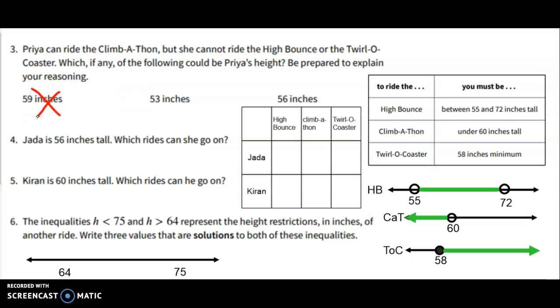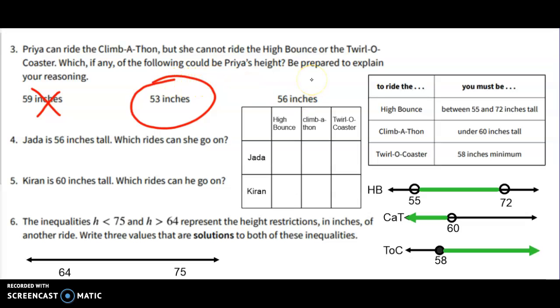The 53 inches, could she be 53 inches? Well, she can ride the Climathon, and that is below 60. Yep, that could be her. And then she couldn't ride the high bounce. That's true. And the twirler coaster, she's got to be greater than 58 inches, and she's not. So that is a good answer. She could be 53 inches tall.